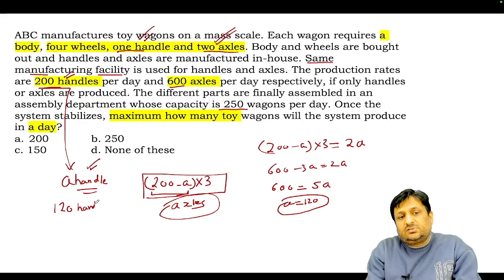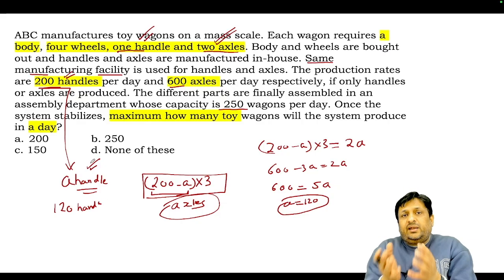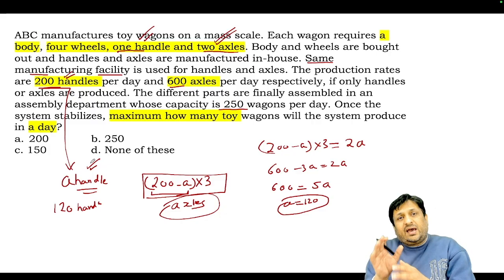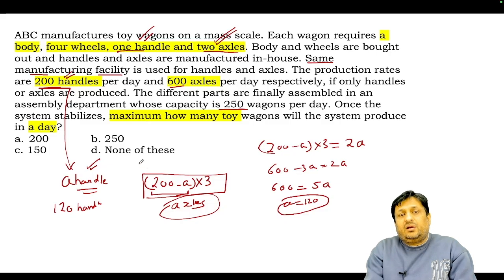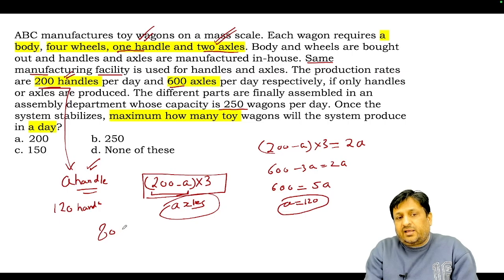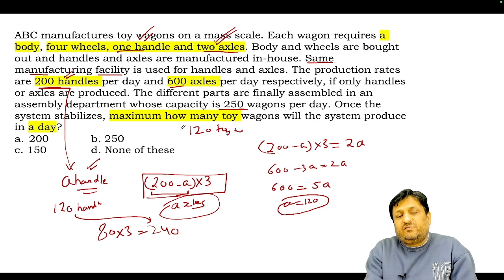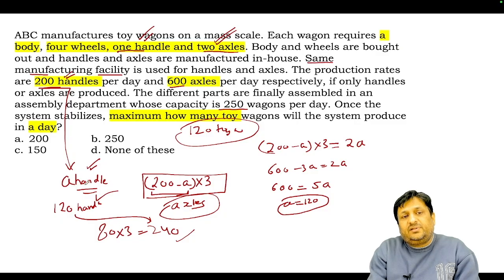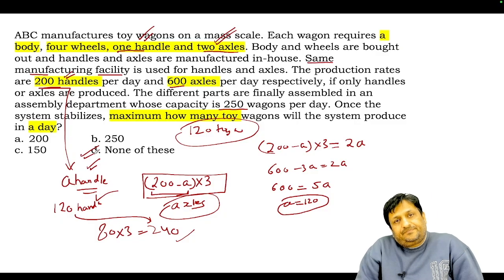So it means the time for which 80 handles can be made, I am putting that time into making axles instead. And in that 80 handle time, I can produce 240 axles, which is twice of 120. So I can make a maximum of 120 toy wagons, because I will have 120 handles and 240 axles. It means the answer to this question should be D for Delhi. I hope you got it. Let's move to the next question.